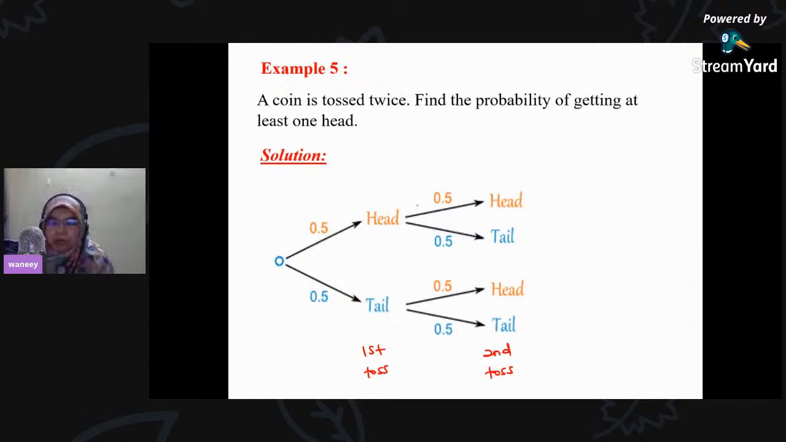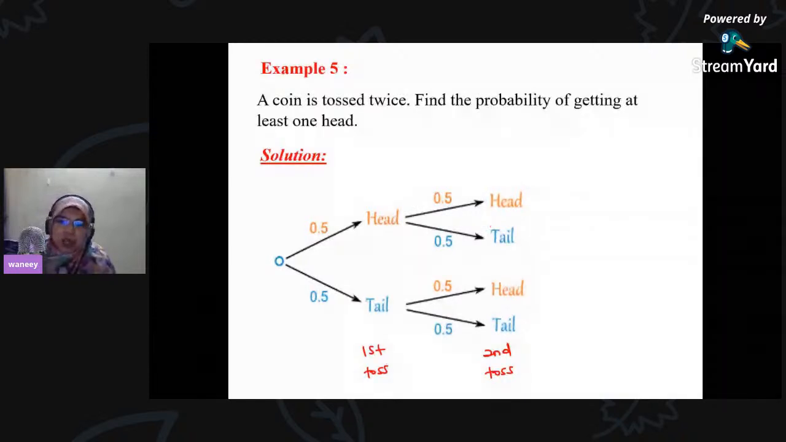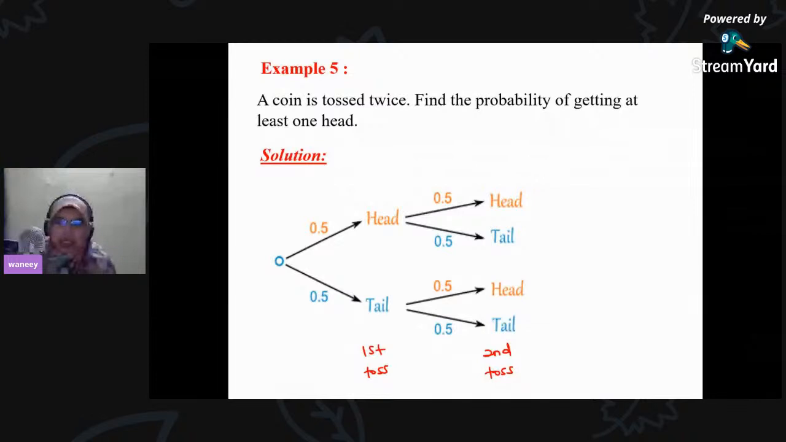Okay, so now for the second one, again, we will get either a head or a tail. So head, head, tail, tail, head, head.